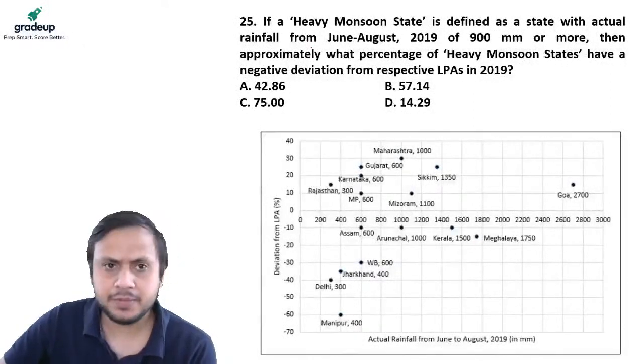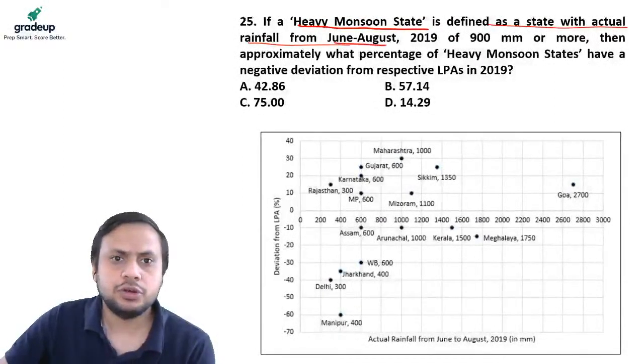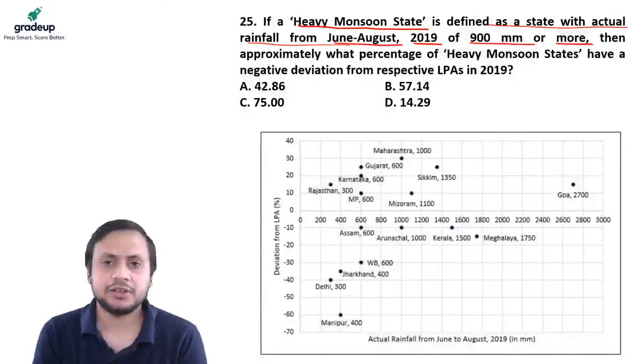If a heavy monsoon state is defined as a state with actual rainfall from June to August 2019 of 900 mm or more, so 900 mm or more, these are heavy monsoon states.